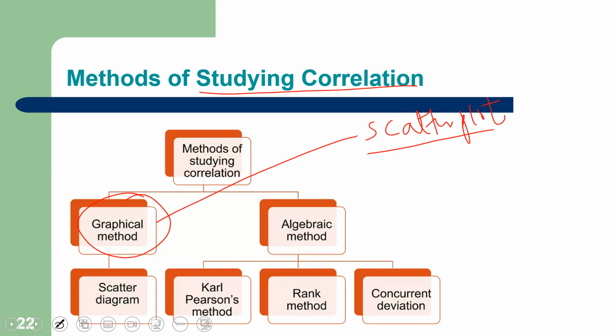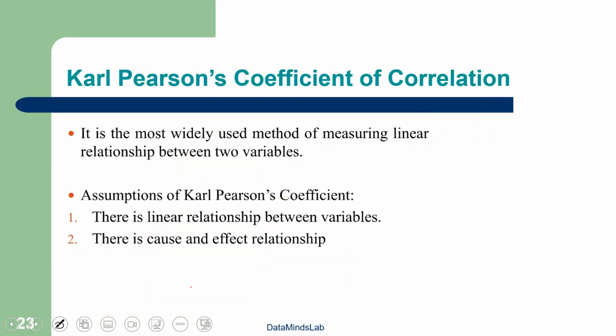How about any kind of algebraic method? Yes, there are different methods. The scatter diagram is what we explained in the graphical method. Then there are the Karl Pearson method, the rank method, and concurrent deviation. I will touch upon only the Karl Pearson method. So how will we do this? This is my Pearson correlation coefficient which we need to calculate.